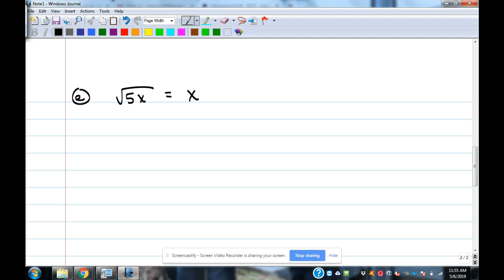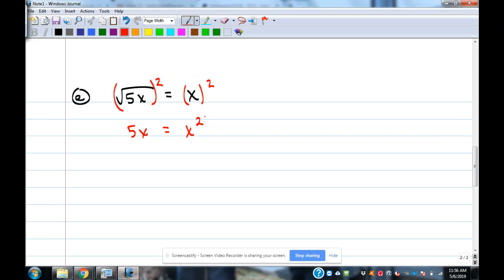A little tougher. Is the square root by itself? No. Is there anything on that side that the square root's on that's not inside of the square root? The x on the left side is inside of the square root. The x on the right side is not. But it doesn't matter what's on the other side. We're looking at the side that the square root's on. There's nothing on that side that's not inside the square root. So I can go ahead and square both sides. That's going to give me 5x on the left side, and what on the right side? X to the second power.